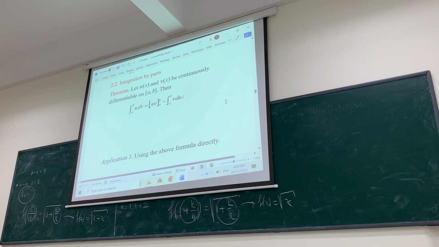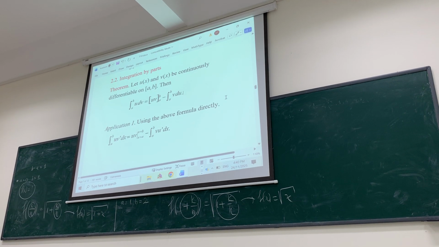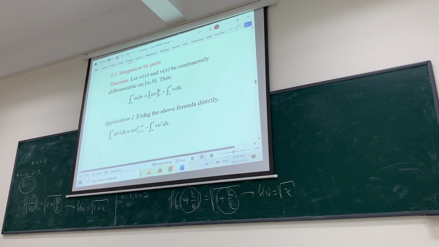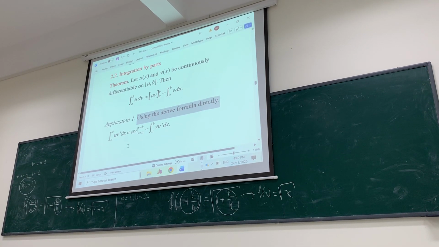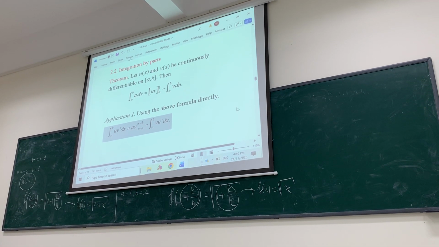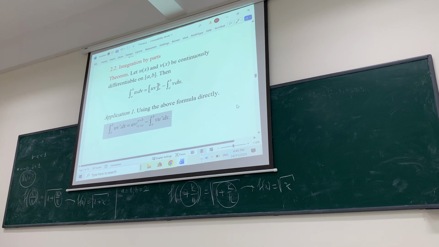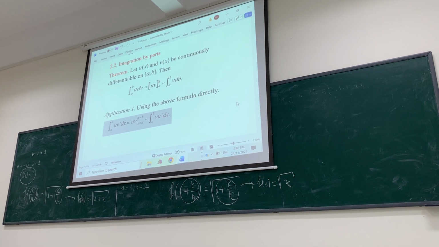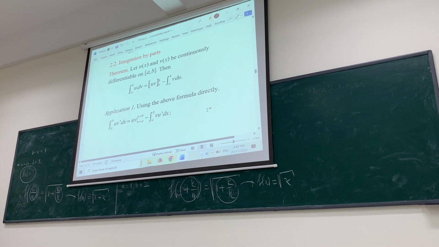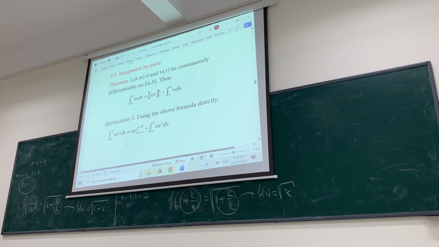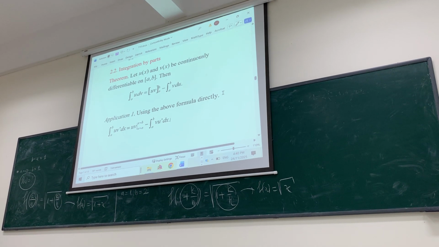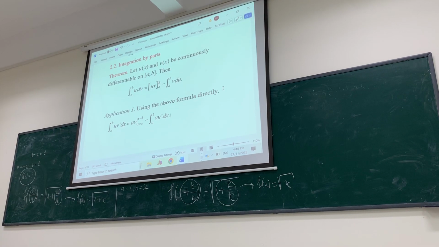The first way, we can apply integration by parts directly. In this formula, we integrate u and v with respect to x, with x varying from a to b. We can estimate the definite integral here directly. The first way, application 1.